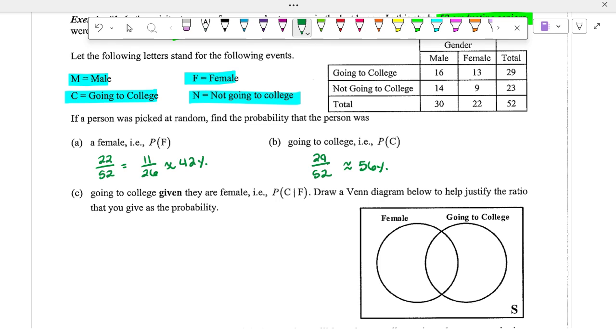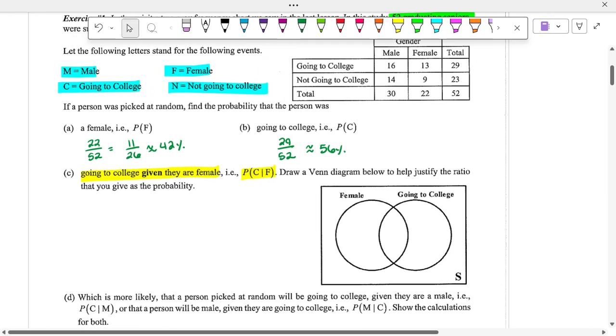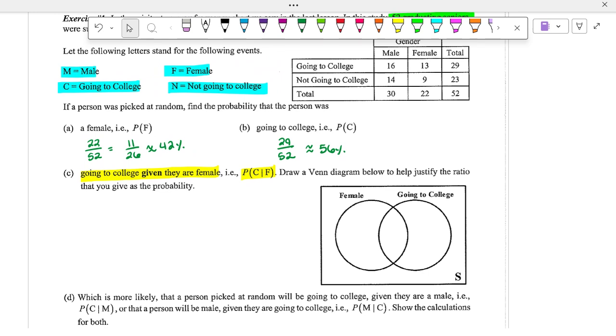Now, they then want us to figure out the probability of them going to college given that they are female. So we know for a fact that this student is a female, and we want to know what the probability is that that female will go to college. So before we actually determine this, let's look at the female going to college. So we're essentially taking a smaller set of our big frequency table and making a small Venn diagram.